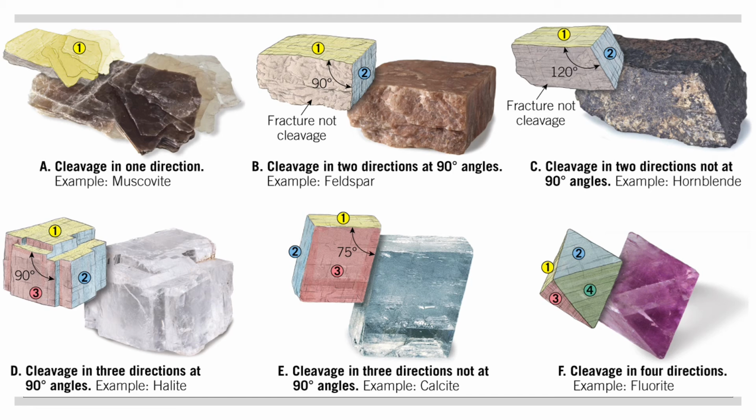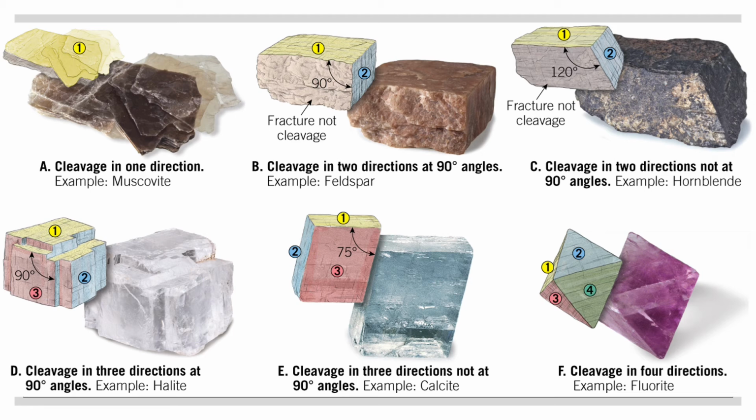Example D, again, this is halite, or sodium chloride, that we've been talking about a lot in this lecture, has 3 directions at 90-degree angles. So again, this is forming that kind of cubic shape that I was talking about. And then example E has 3 directions not at 90-degree angles. This is calcite.